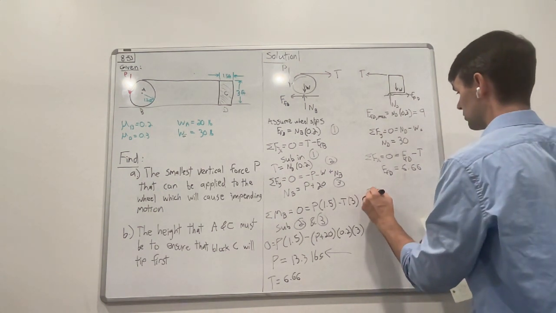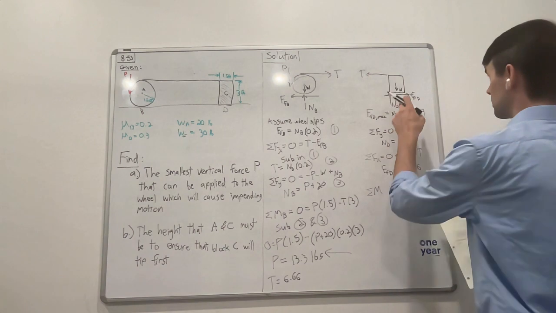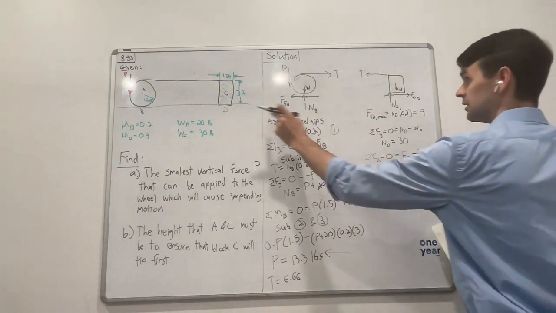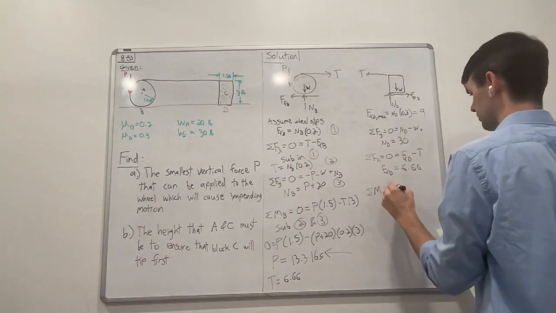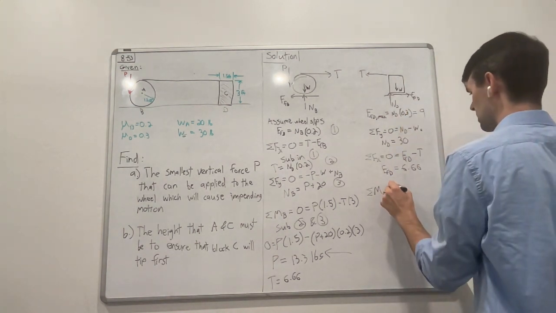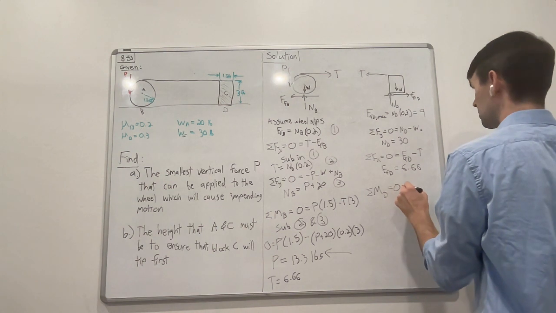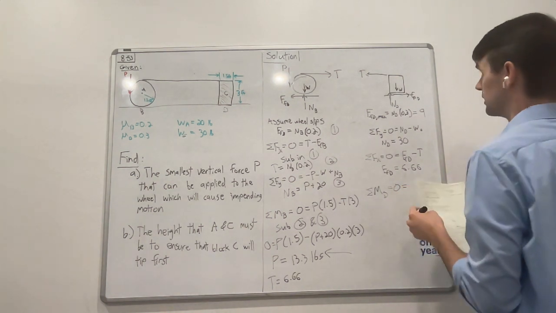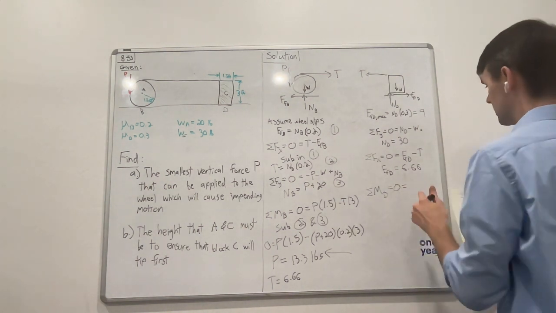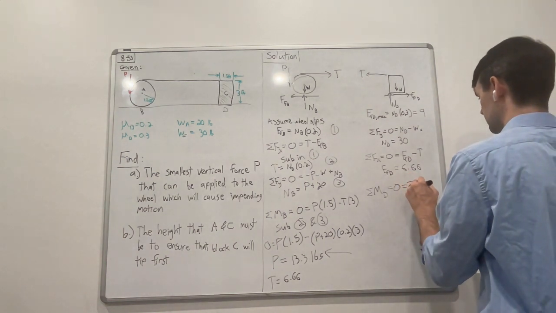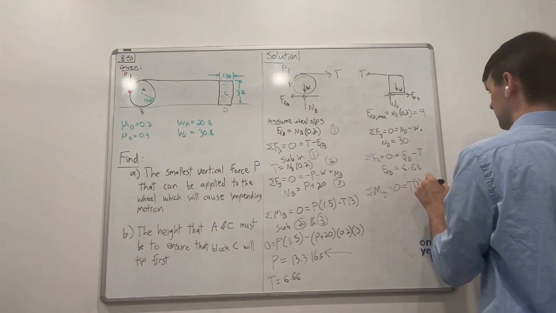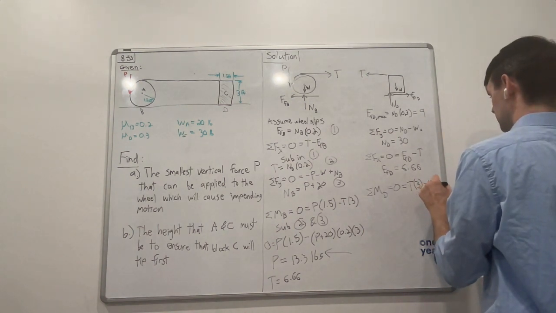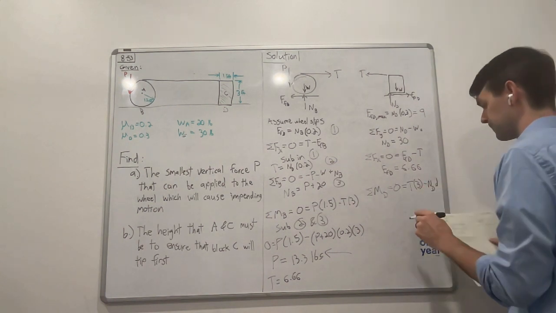So let's do our sum of the moments. And I'm going to do it about point D here at the bottom center of the box, just so I can ignore the friction force and the weight. So the sum of moments about point D is 0, which is going to be positive tension times the height of the box, which is 3, minus ND times some distance that we are solving for.